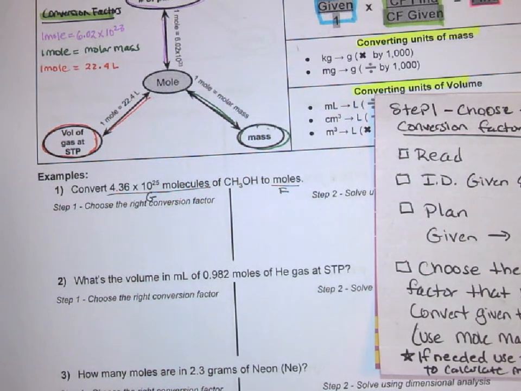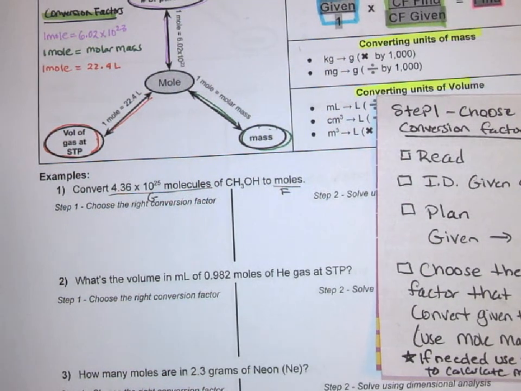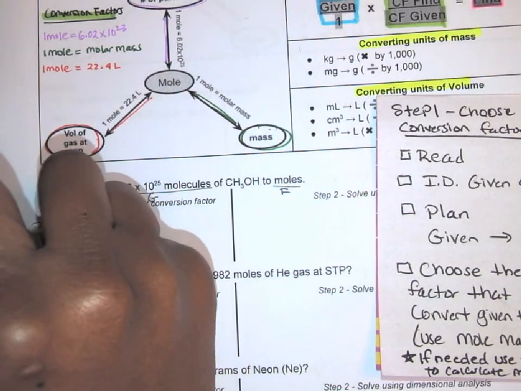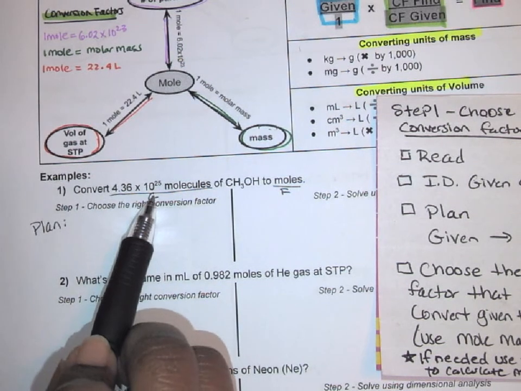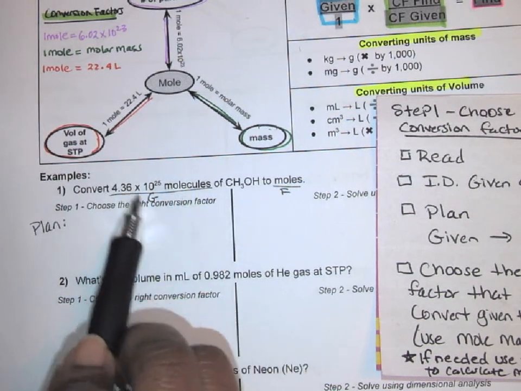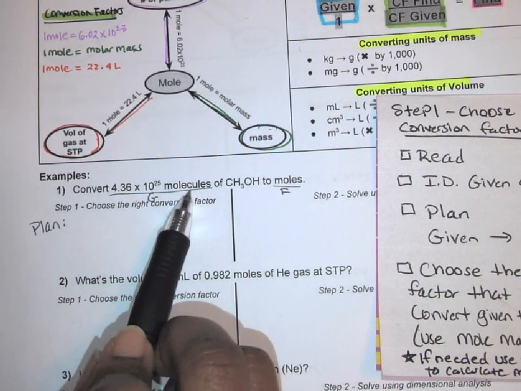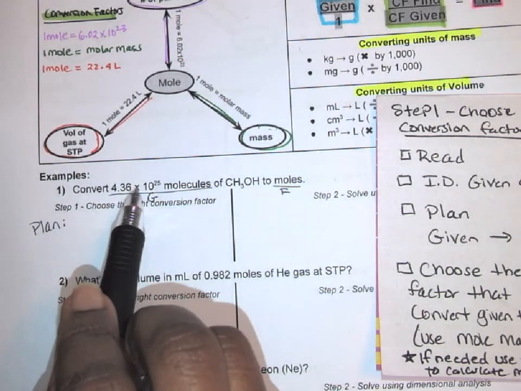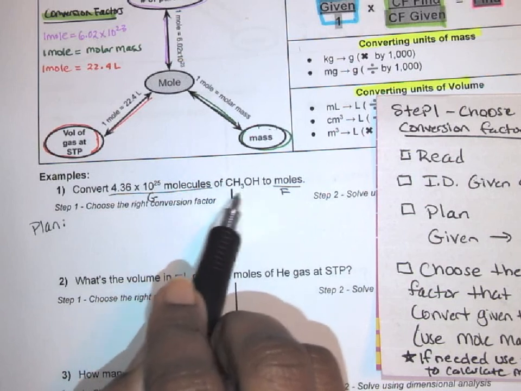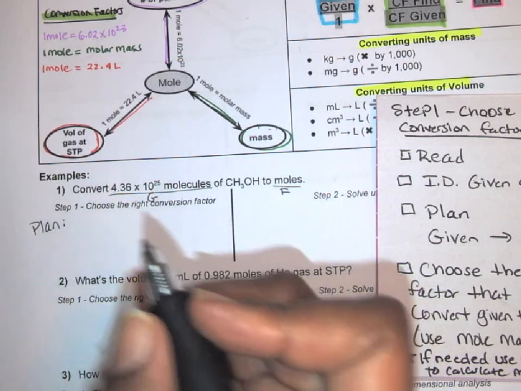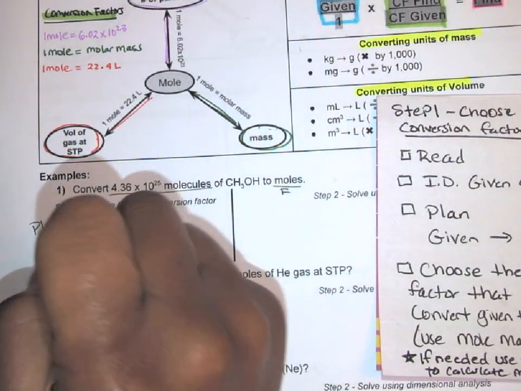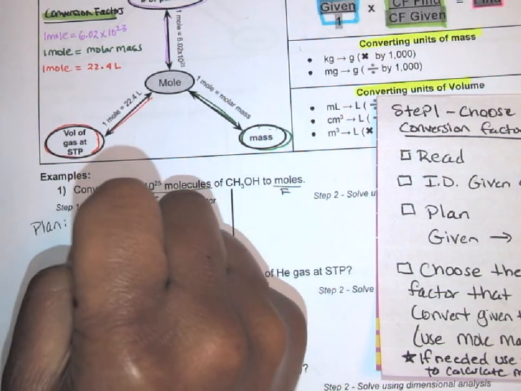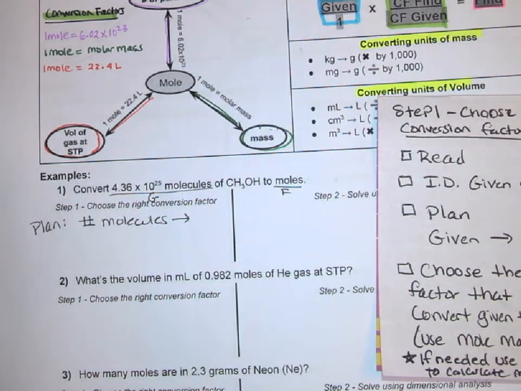Okay, so let's go ahead and write that down as a plan. For this problem, I plan to go from this given to moles. Now let's figure out what this given is. It's the number of molecules. This is literally a count of methanol molecules. So I'm going from number, I'm going to use the hashtag or pound symbol for that, number of molecules to moles.